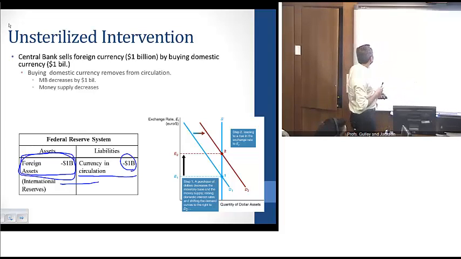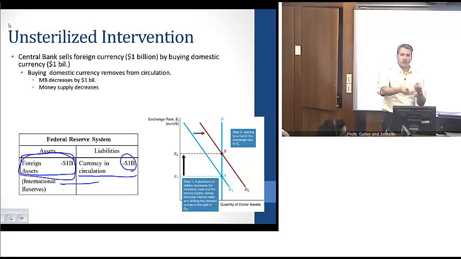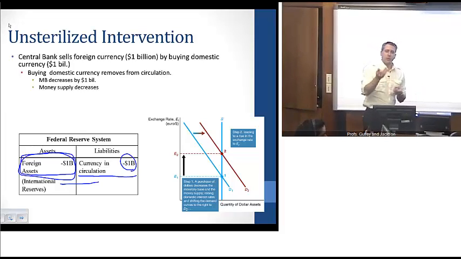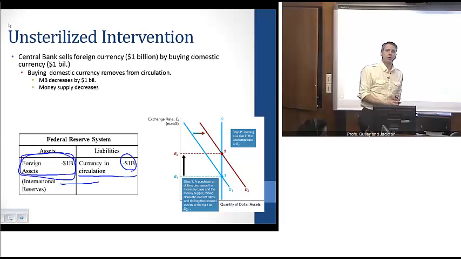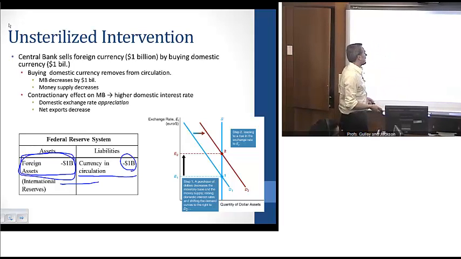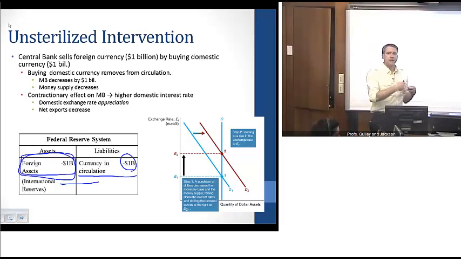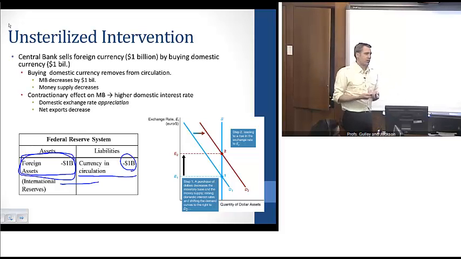And so the impact of this is that the process of buying this domestic currency removes domestic currency, in this case dollars, from circulation. The monetary base goes down, and it goes down by $1 billion. And as a result of the multiplier process that we've talked about before, that results in a decline in the money supply, and that, of course, is contractionary. And so as a result of this, we've talked about this before, in foreign exchange markets, with the contractionary policy, domestic interest rates are going to rise. That's going to result in an appreciation of the domestic exchange rate.